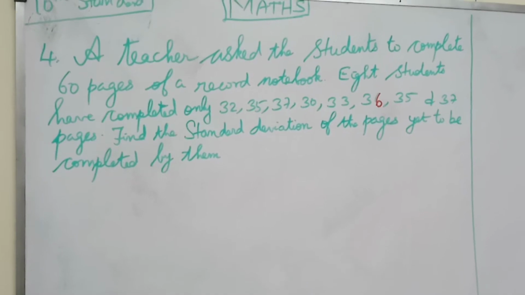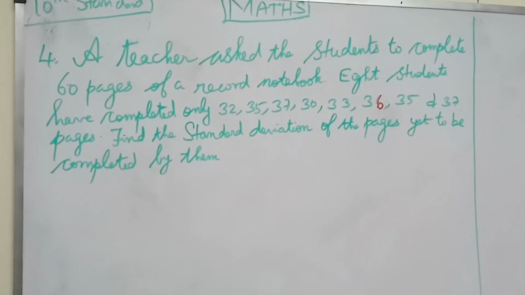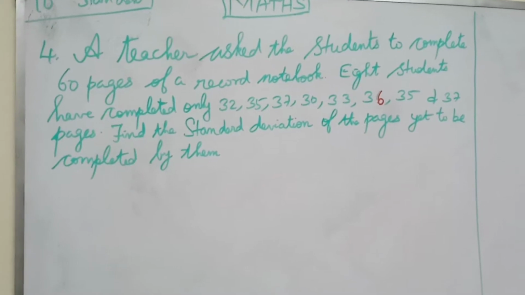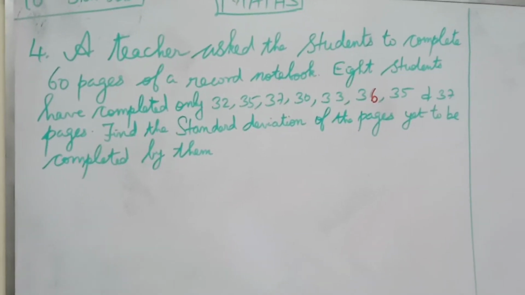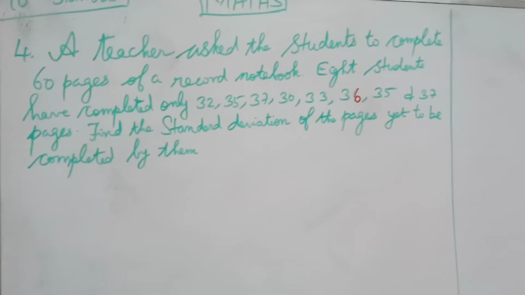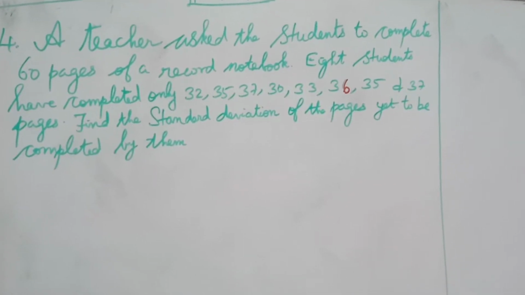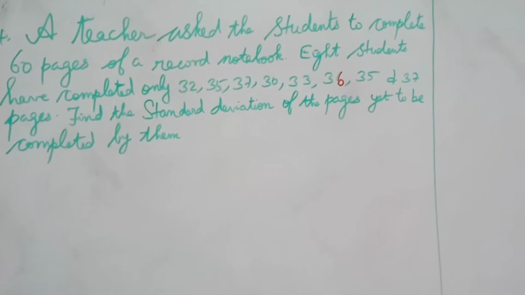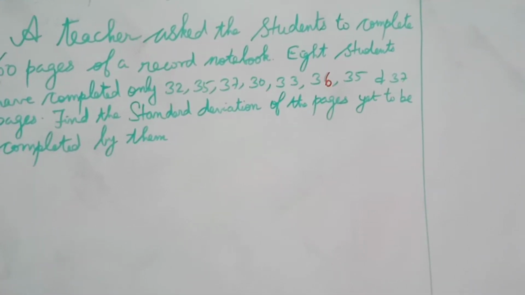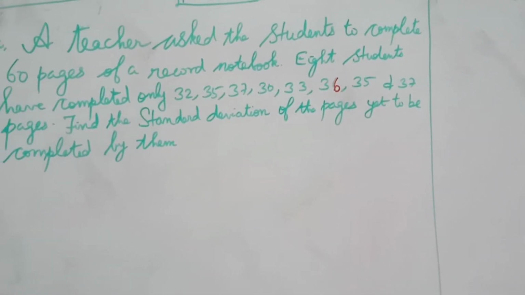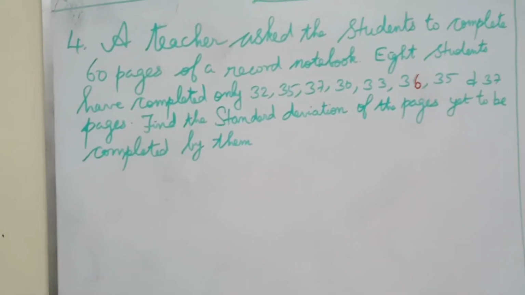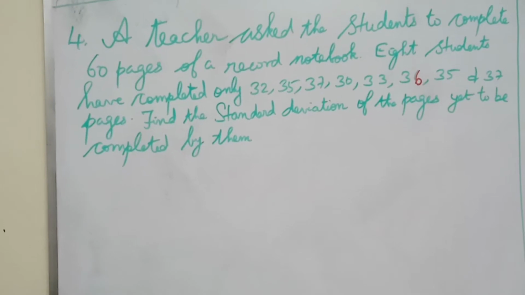That is, the question they have mentioned is, a teacher asked these students. Totally 8 students are there. So 8 students to complete 60 pages of a record notebook. But some of the students have completed 32, 35, 37, 30. So like this 33, 36, 35 and 37 pages. Find the standard deviation of the pages yet to be completed by them.